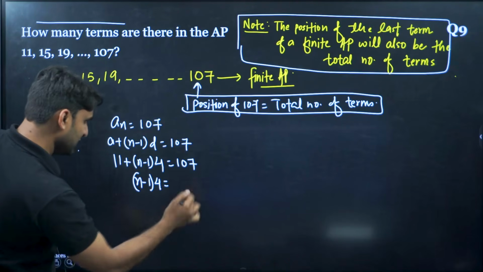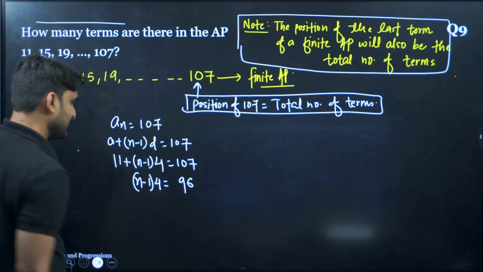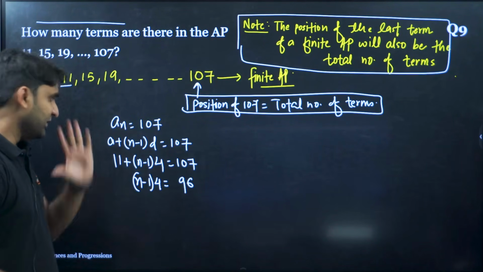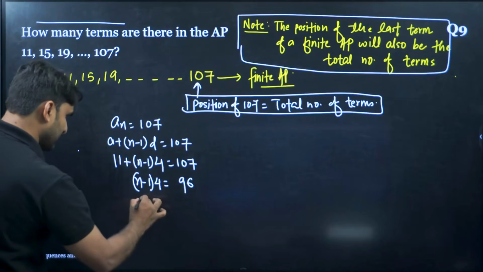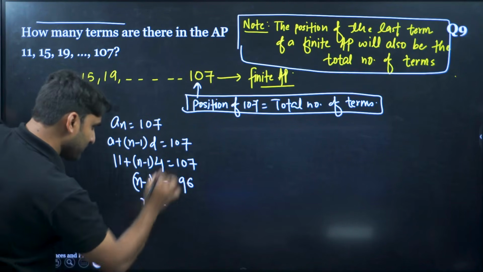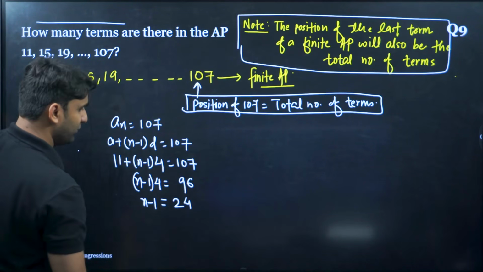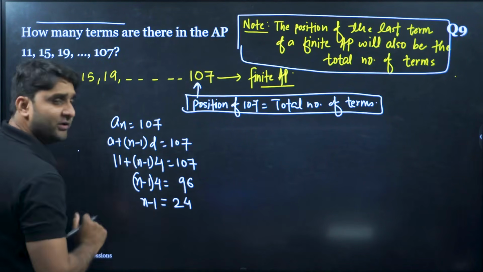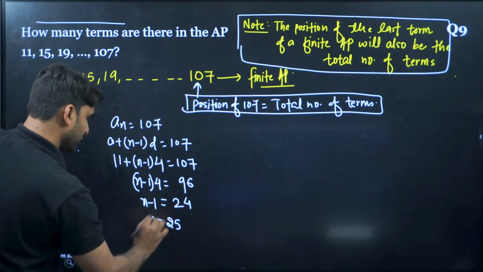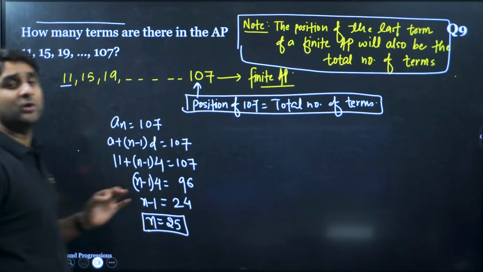What will be the result? The result will be 96. So (n minus 1) into 4, 4 is in multiplication, so 4 will be dividing 96. 96 divided by 4 is 24. So n minus 1 is 24, and minus 1 will go there. So 24 plus 1 will be 25. So n is equal to 25.